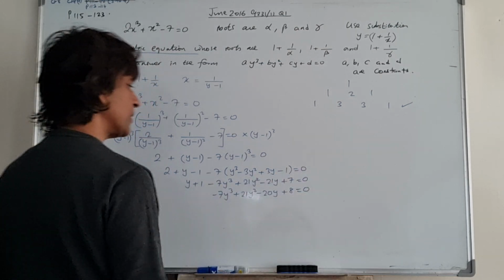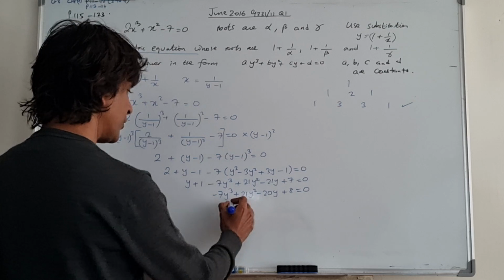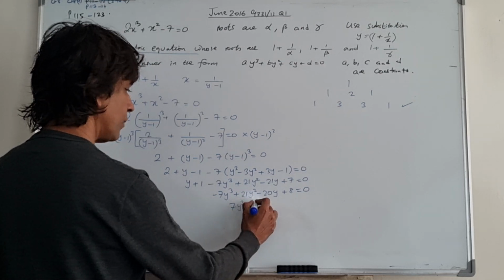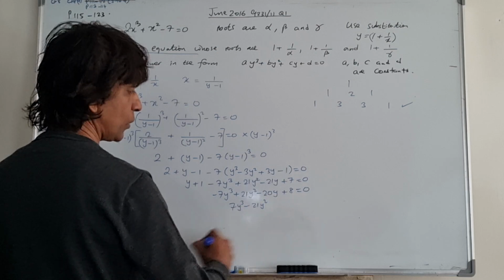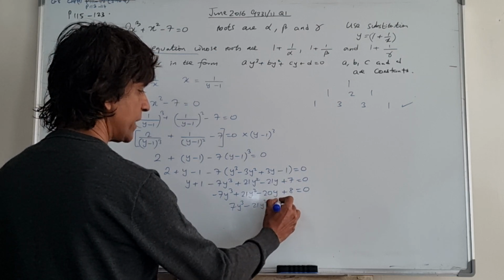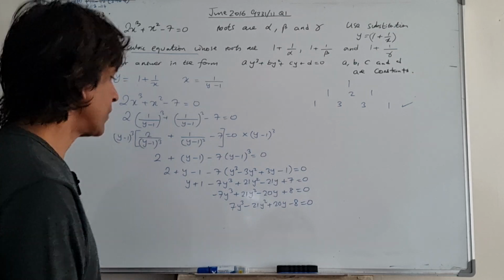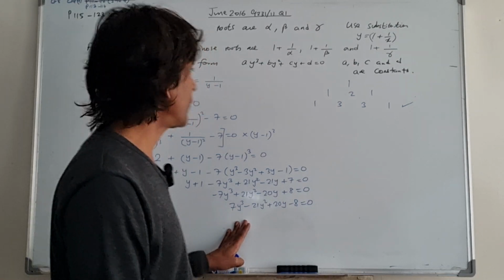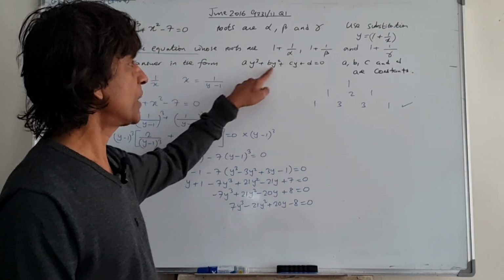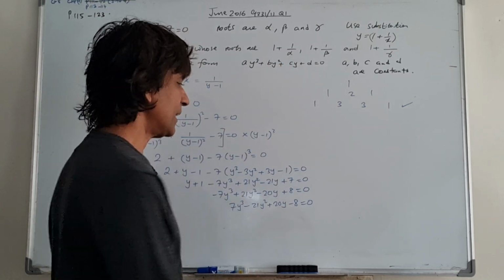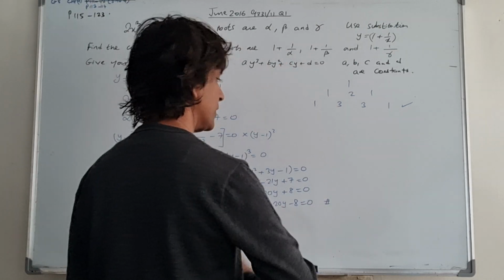So we can now multiply both sides by minus 1, and if we do this, it neatly comes down to 7y cubed minus 21y squared plus 20y minus 8 is equal to 0. So in fact now we've got our equation, which is of the form ay cubed plus by squared plus cy plus d is equal to 0, and here we are. That is all that's needed for this question.